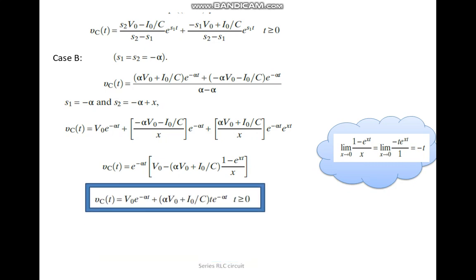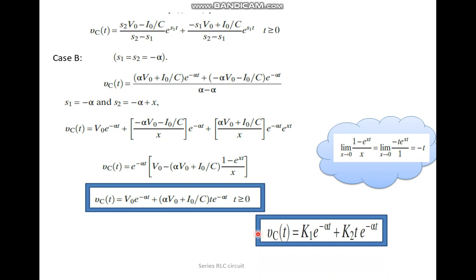Hence, we get an expression of Vc of t of this form, where this 1 minus e power xt over x is replaced with t. As can be seen from this expression, the voltage across the capacitor now is a constant multiplied by e raised to the power root times t plus another constant times t times e raised to the power root times t. So in case the two roots are equal, we have a general form of the solution of the second order differential equation as k1 constant e raised to the power root times t plus k2 times t times e raised to the power root times t.